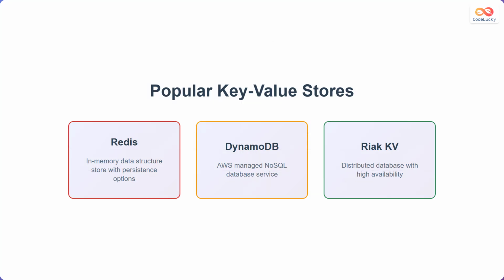There are several popular key value stores available. Redis is an in-memory data structure store with persistence options. DynamoDB is a NoSQL database service managed by Amazon Web Services. Riak KV is a distributed database known for its high availability.